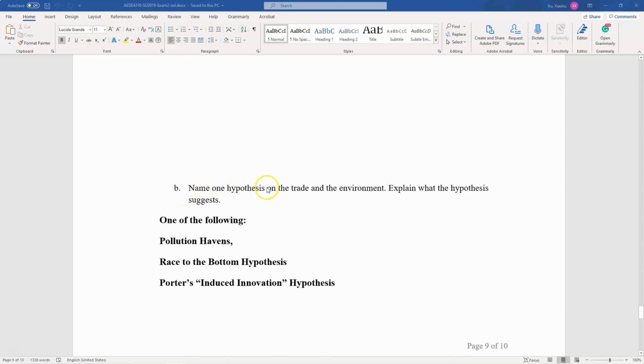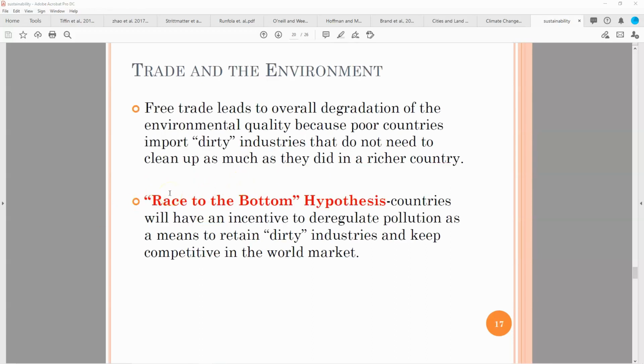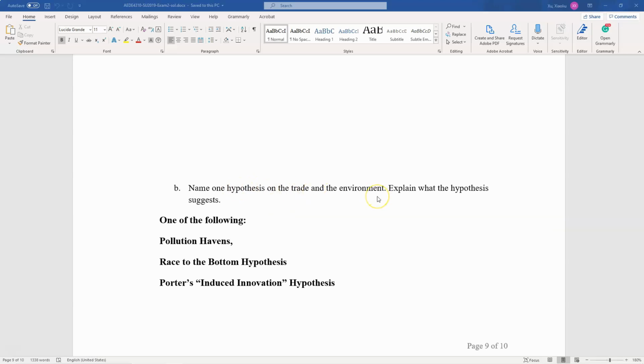And then name one hypothesis on trade and the environment. Explain what the hypothesis suggests. When we talk about the relationship between trade and the environment, I said that some developing countries are pollution havens, and this is one of our hypotheses. They are pollution havens because they have a low cost to produce pollution, and they fail to control the negative externalities from the pollution. And in order to capture market share, they need to keep the cost of pollution low as much as they can. So that's about pollution havens. We also talk about the race to the bottom hypothesis, which tells a similar story as pollution havens. So that's all about the hypotheses on trade and the environment.